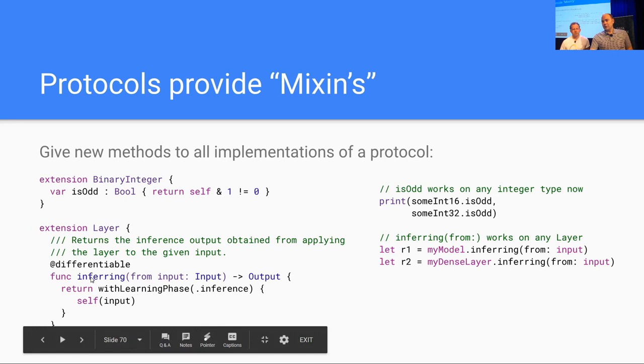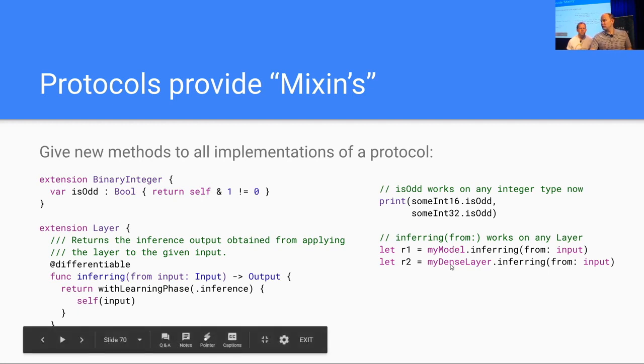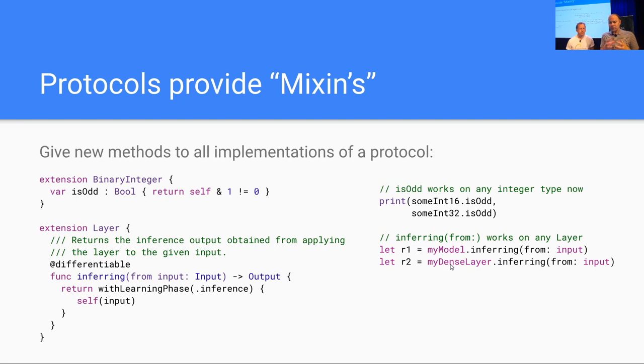On layers, this is something that's closer to home. Here we can say, I want an inferring from method that does some learning phase switching magic. But because I put this on all layers, I can use it on my model, because your model's a layer, and my dense layer is a layer. So this one simple idea of defining groups of types and then broadcasting behavior and functionality onto all of them at once is really powerful.